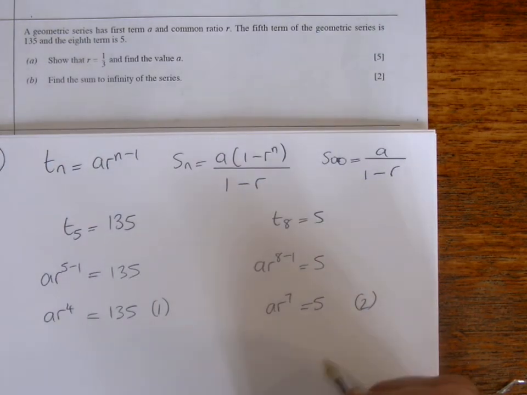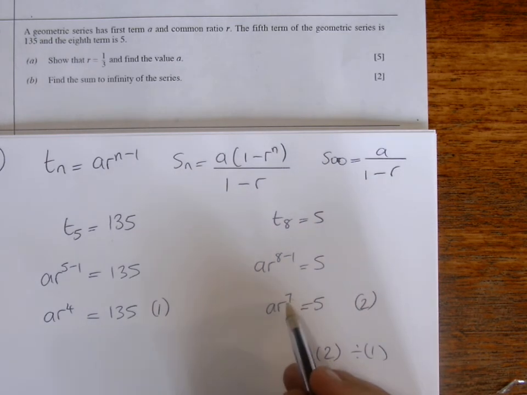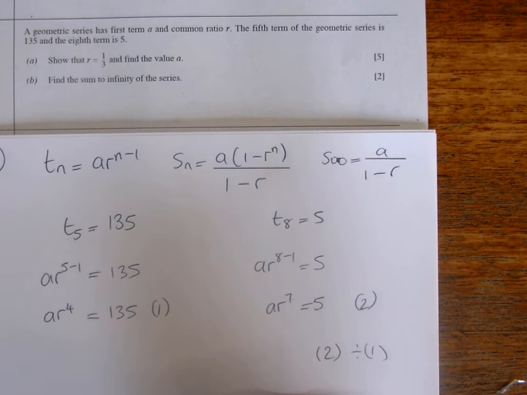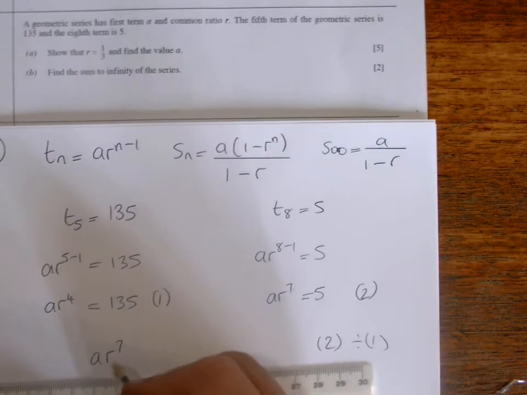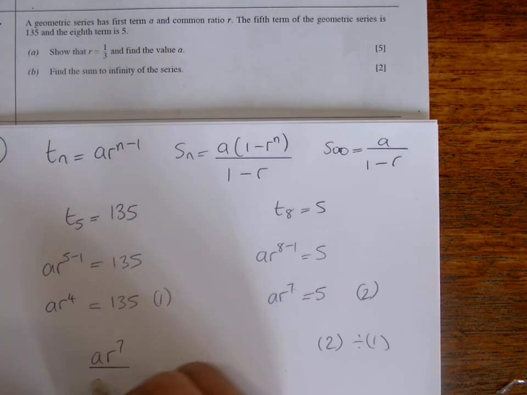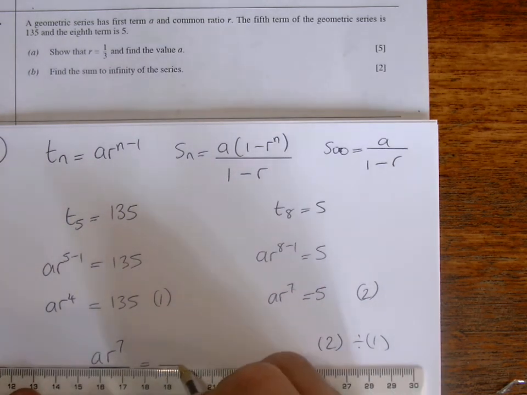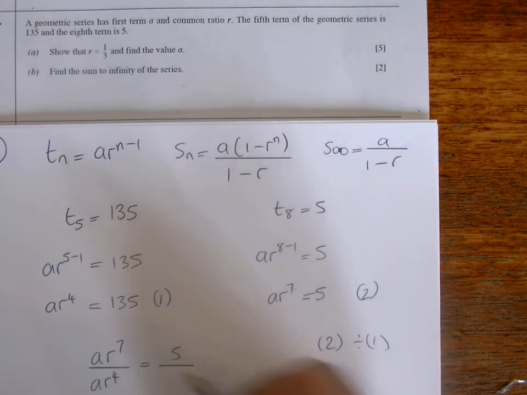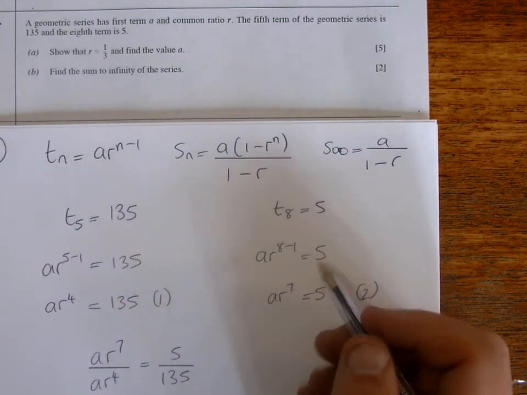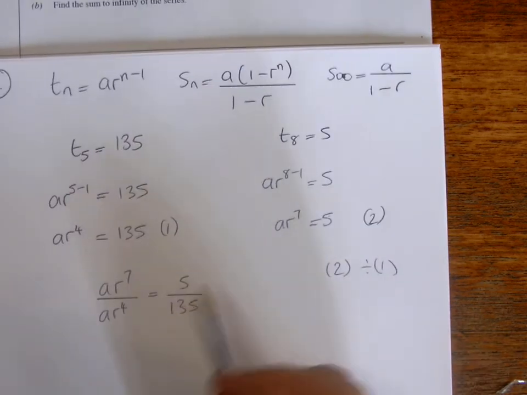So we'll do 2 divided by 1, and the reason for that is because the second equation's got the higher power of r. So you've got ar to the power 7 in the second equation, divided by ar to the power 4 in the first equation, and that will equal the other sides divided by each other. So 5 here in equation 2, divided by 135 in equation 1. That will be true when we solve them simultaneously.